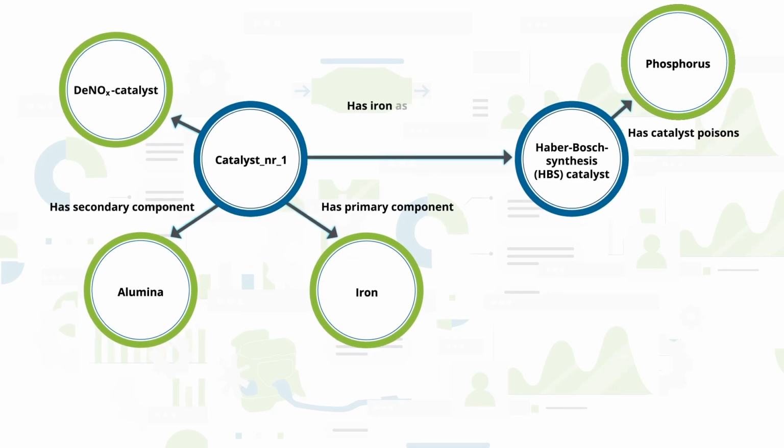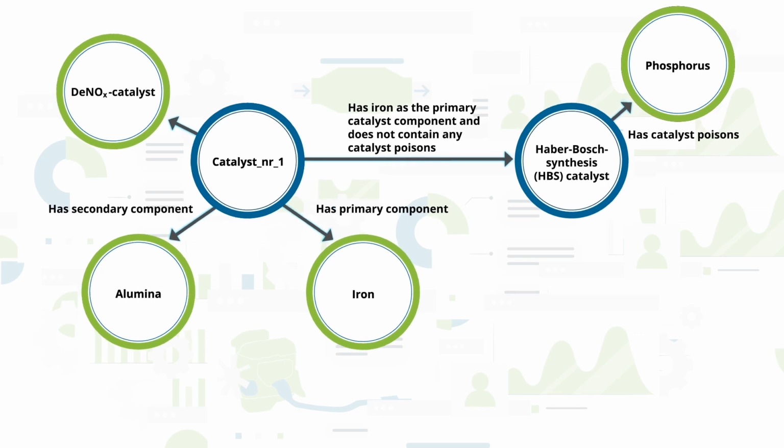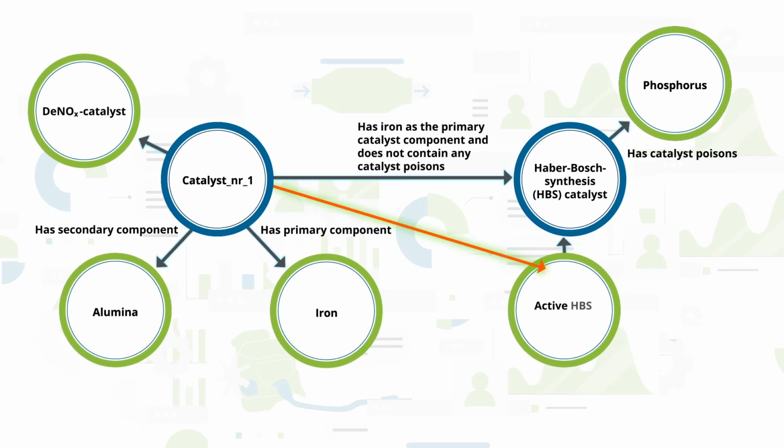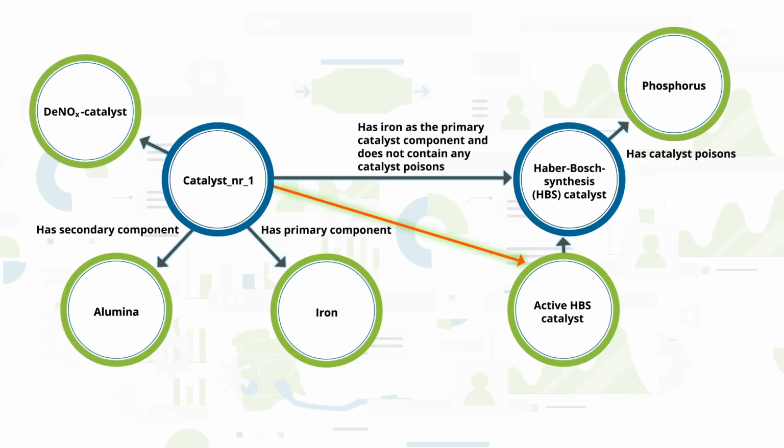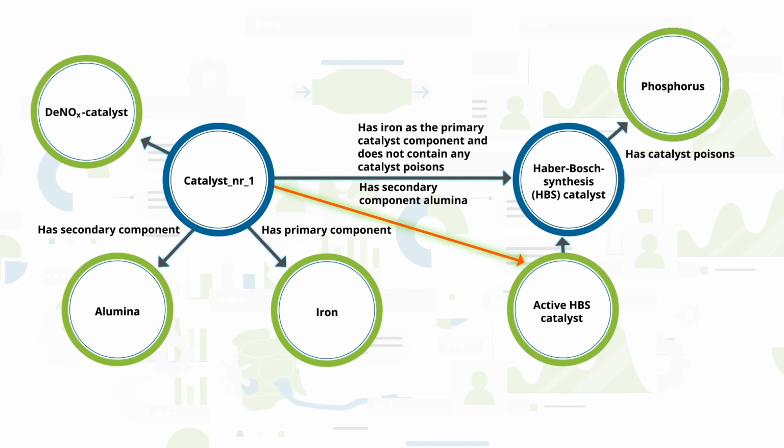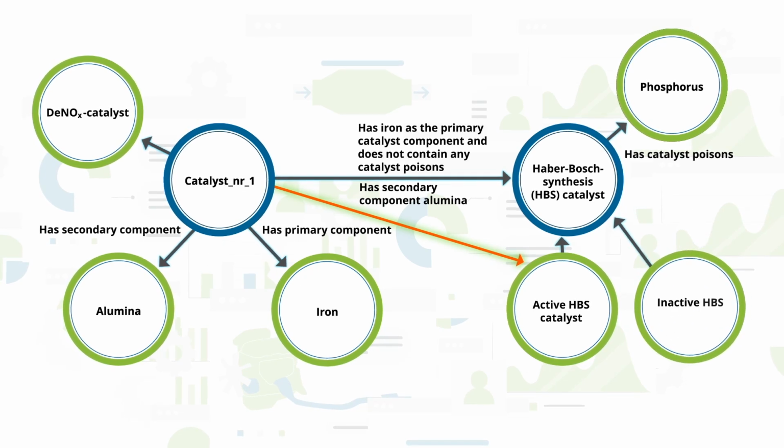If the relation is present that a Haber-Bosch synthesis catalyst should consist of iron and must not contain catalyst poisons, the following relation can be drawn. Catalyst number 1 can also catalyze Haber-Bosch synthesis because it has iron as its primary component and does not contain catalyst poisons. The knowledge that emerged from this may not have been directly evident to the researcher, and especially not directly apparent for all reactions.